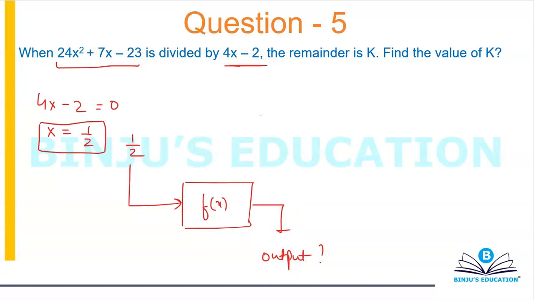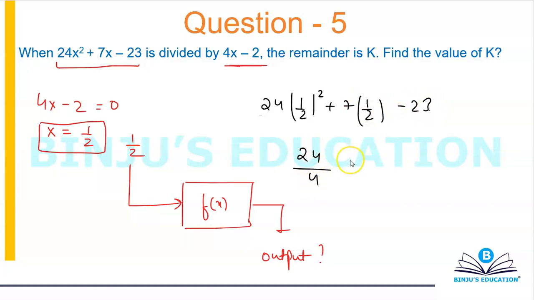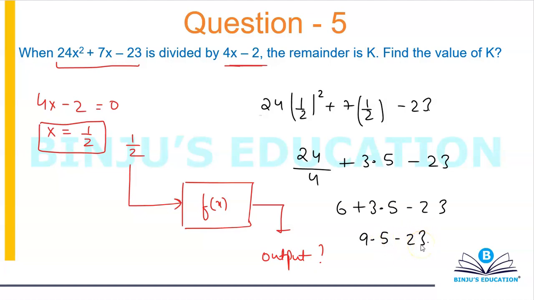Let's do that. So this is 24 into half square plus 7 into half minus 23. So 24 by 4 plus 3.5 minus 23. So 6 plus 3.5 minus 23. So this is like 9.5 minus 23. 10 minus 23 is minus 13. Add an additional 0.5. So this is negative 13.5. And this is your answer.